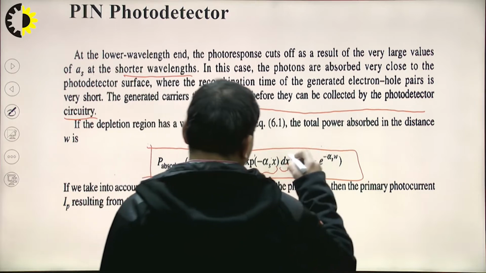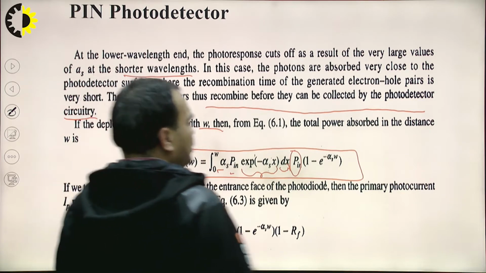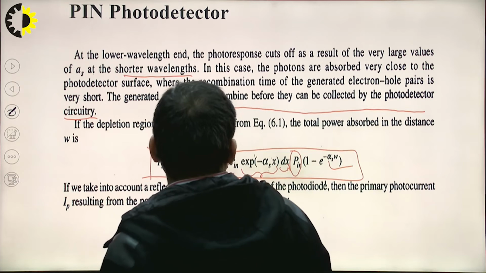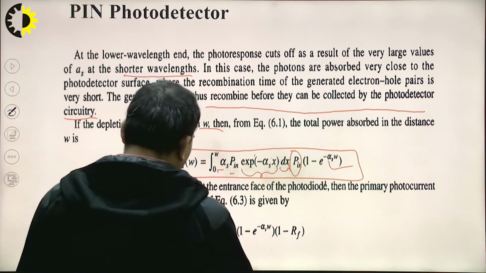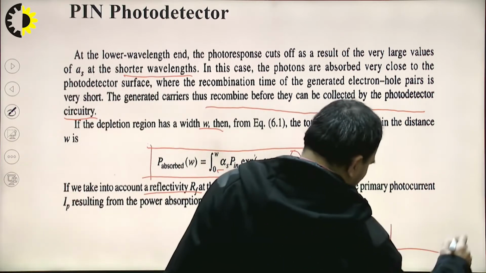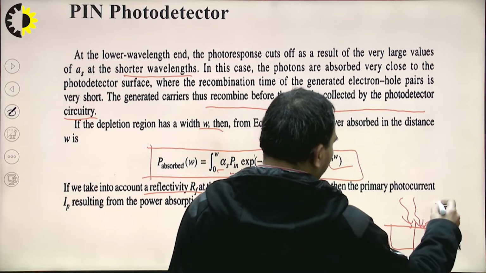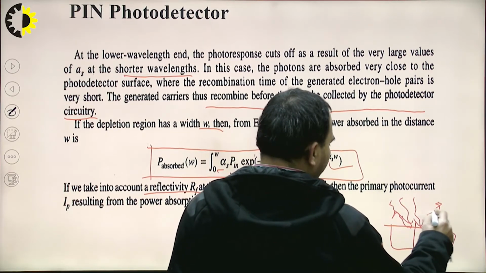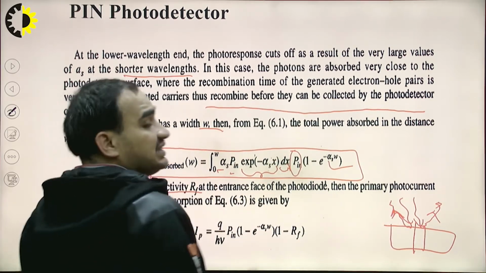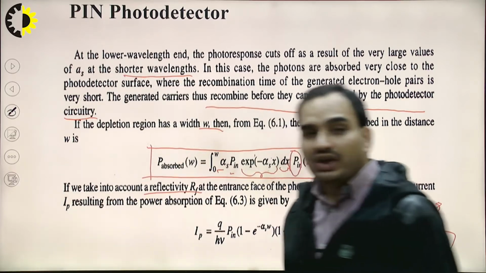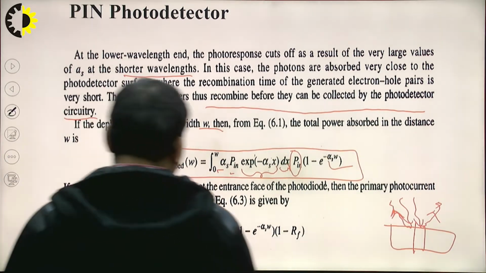So the absorbed optical power is given by P in times 1 minus exponential of minus alpha S, the absorption coefficient, into W. If you take into account the reflectivity, not all photons striking the junction are absorbed; some are reflected by the entrance face of the photodetector. This reflected power is given by RF, the reflectivity of the entrance face of the photodiode, and then the primary photocurrent IP results from the power absorption.